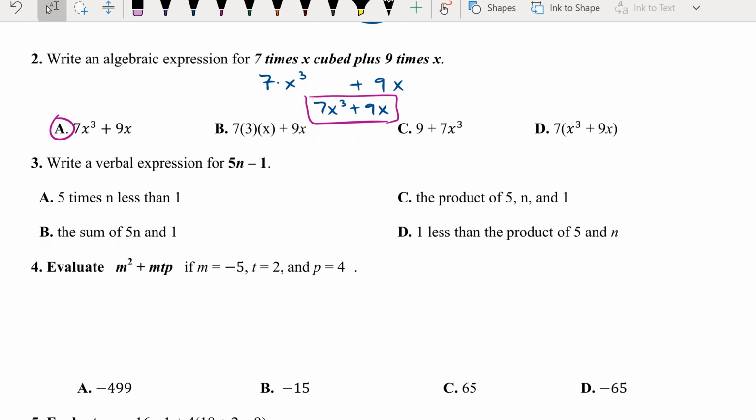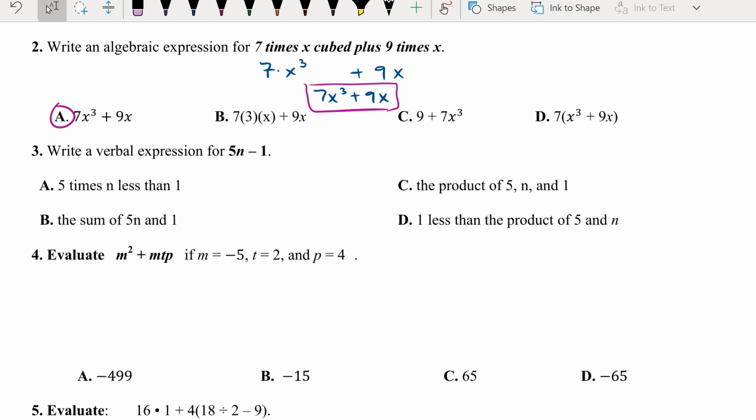Problem 3. Write a verbal expression for 5n minus 1. For me, I would say this is 5 times n minus 1, or 5 times n less than 1. This is possibly the answer. The sum is wrong, because we talk about subtraction, either minus, difference, or less than. The product of 5n and 1 means 5 times n times 1, which is not right, so that's going to be a wrong answer.